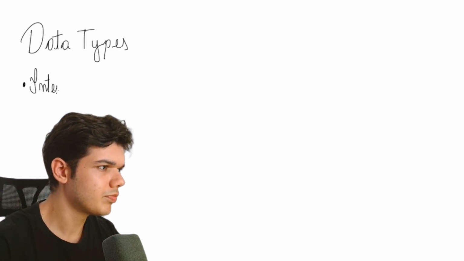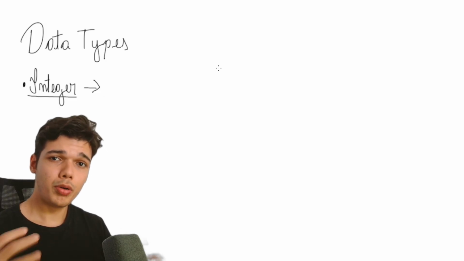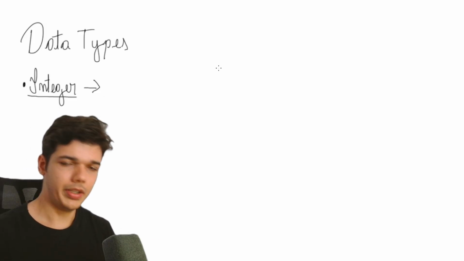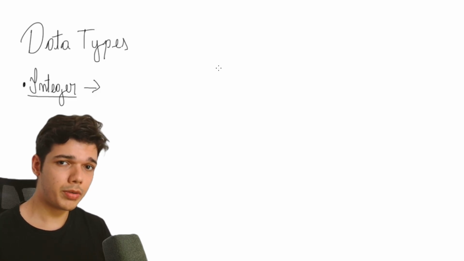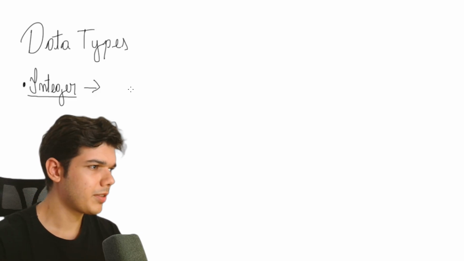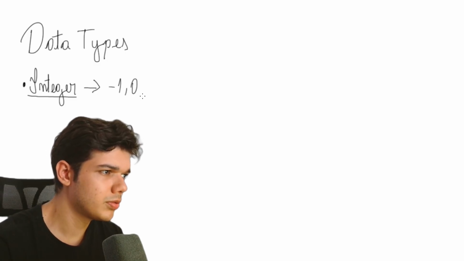Integer. Like the name says, they are integer numbers. In other words, they are whole numbers without any decimal places or fraction. They can be positive, negative, or zero. Used for player health points, number of items in the inventory, or the score. So let's put as example -1, 0, 1, 2, and we keep going.